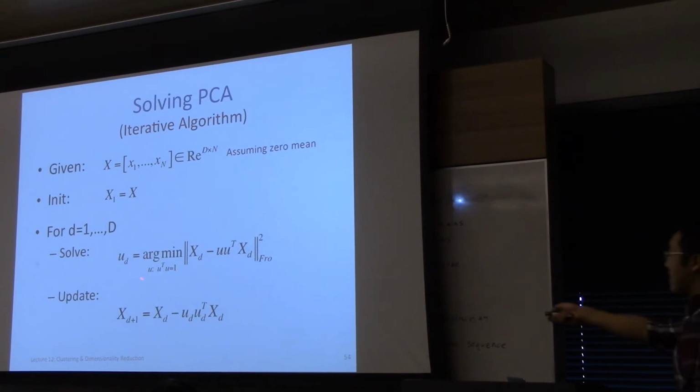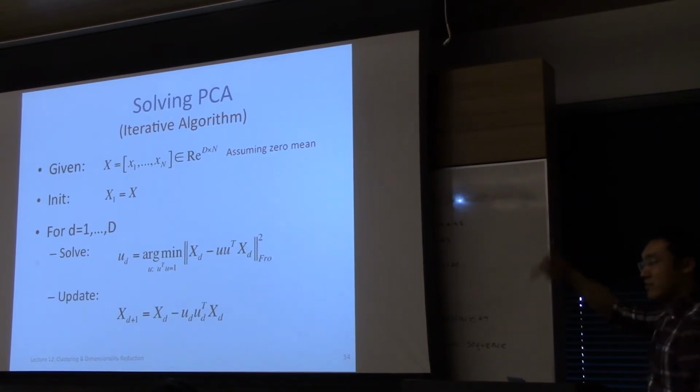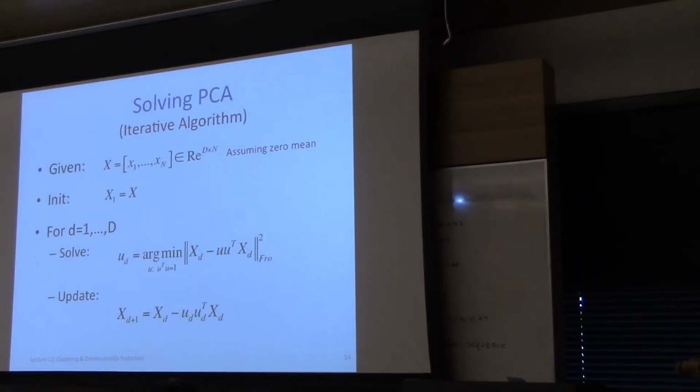And then each column of U that you solve is a column of the U matrix. And of course, you don't have to go all the way to D, where D is the number of dimensions. You could stop at 3, right? If you stop at 3, you find the top 3 columns of U that summarize as much as possible of the original features.